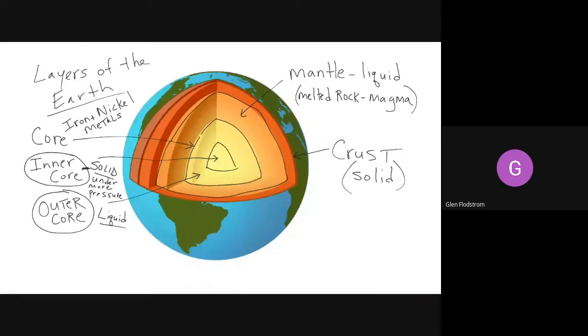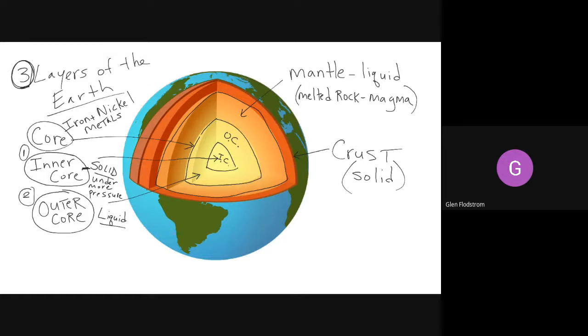Okay, so the layers of the Earth. Predominantly there's three. Sometimes people say four, but I think there's mainly three layers, and then they break them down. The first, the innermost layer, is the core. But then there's two types of core. There's the inner core and the outer core. So you can see this. Obviously this would be the inner core, and this would be the outer core.